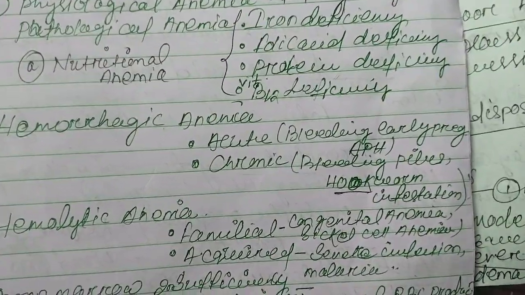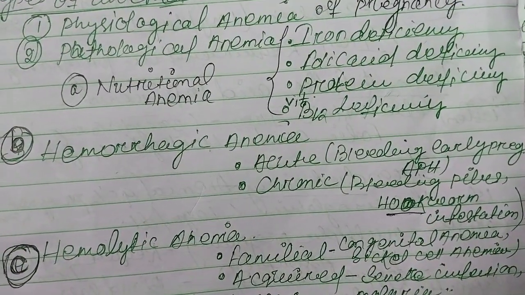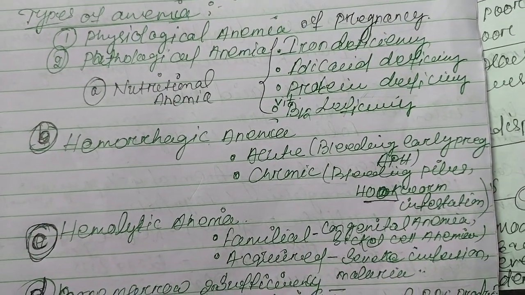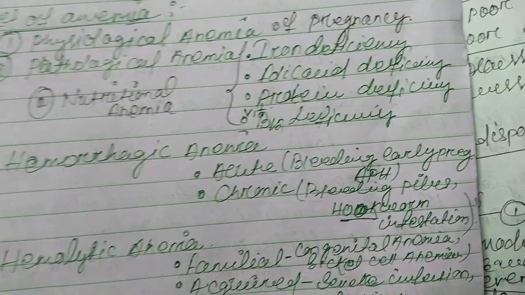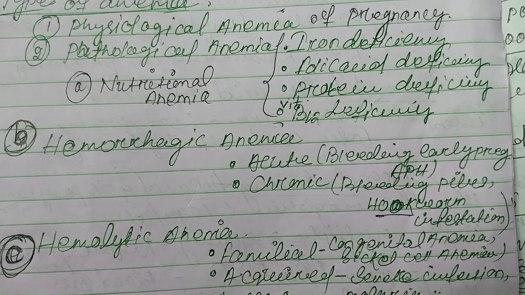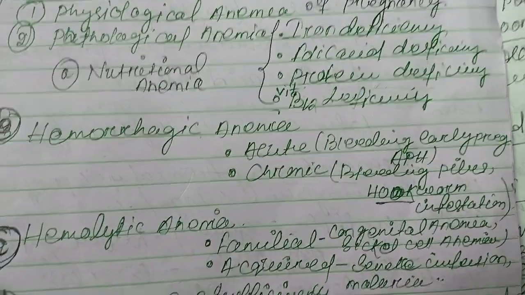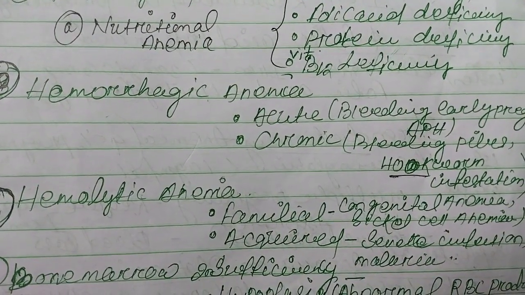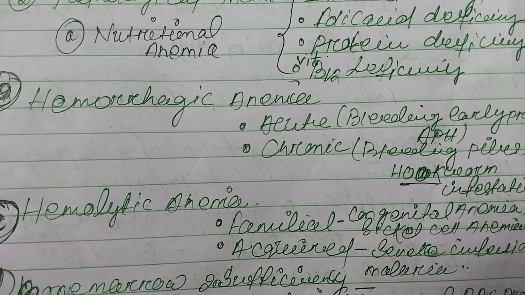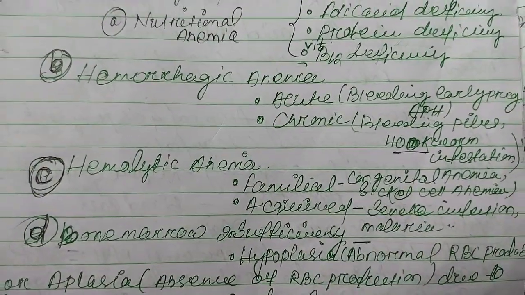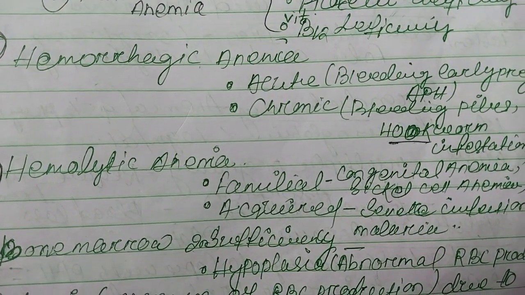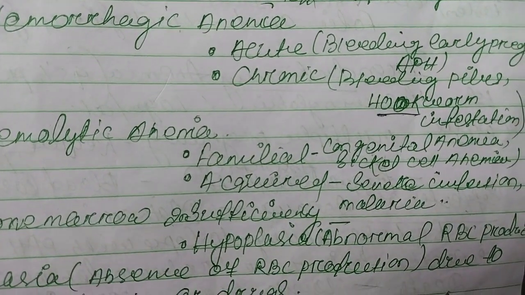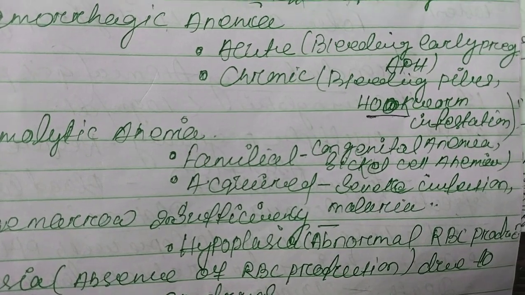Pathological anemia is again classified into 5. First one is nutritional anemia, which is due to iron deficiency, folic acid deficiency, protein deficiency, or vitamin B12 deficiency. Second one is hemorrhagic anemia, of two types: acute and chronic hemorrhage. Acute hemorrhage is in pregnancy, like APH, that is antepartum hemorrhage. Chronic means she is continuously having bleeding, like due to infections, hookworm infestations, or bleeding piles.